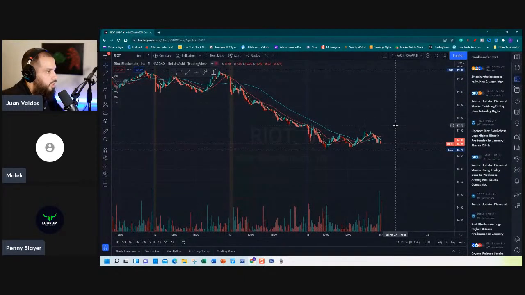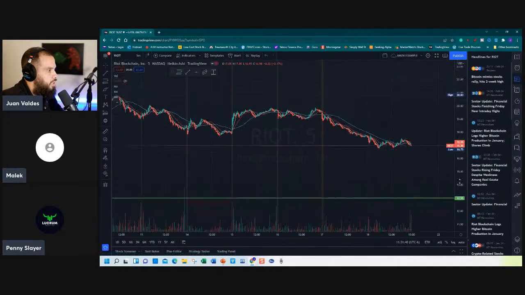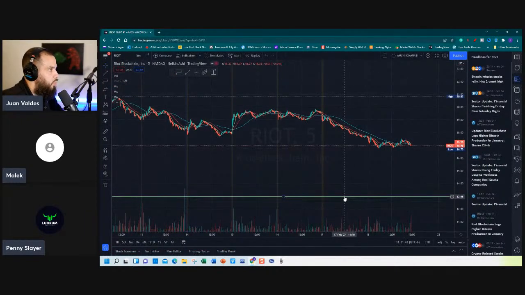If I'm swing trading, I'm just going to look at the daily and focus on the daily. But I'm also going to be looking at the support and resistance on the monthly, the weekly, and the yearly. And then I'll let Malik and Penny Slayer talk about what timeframes they use.